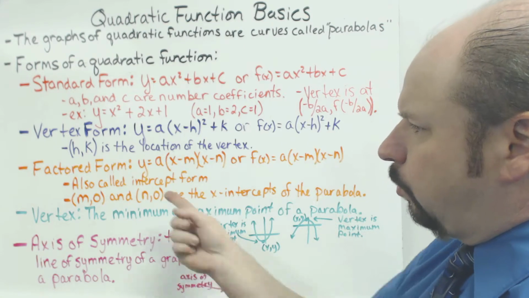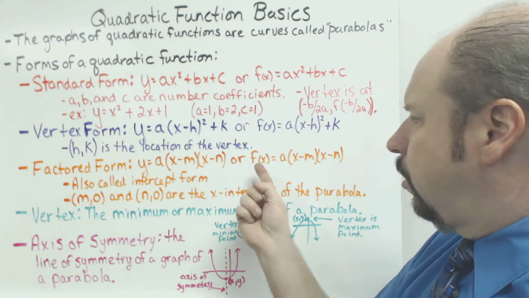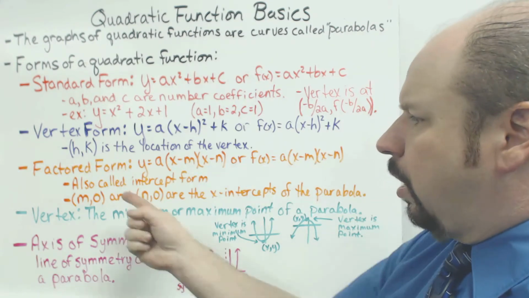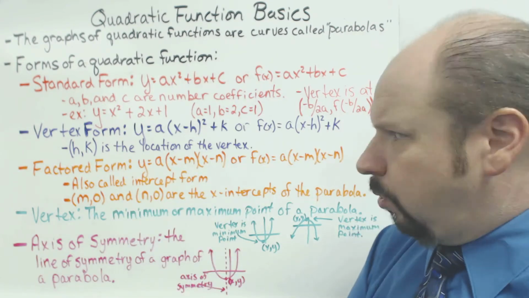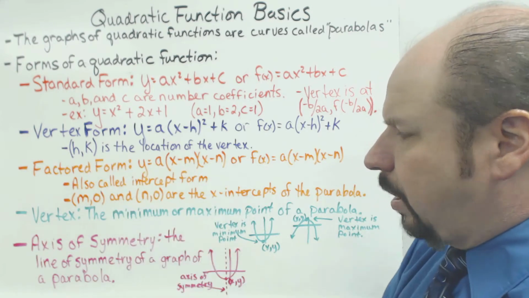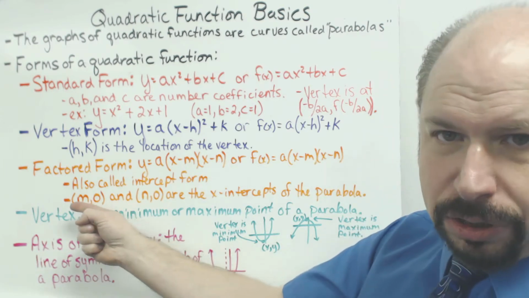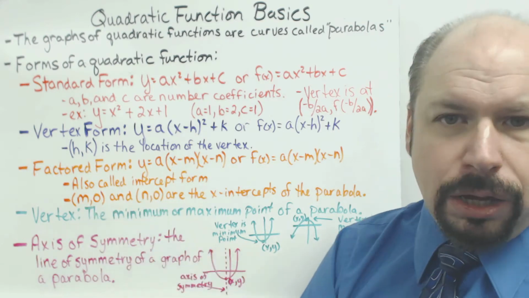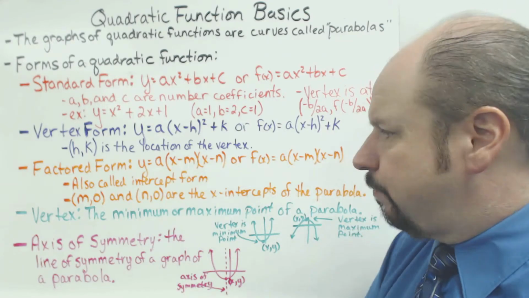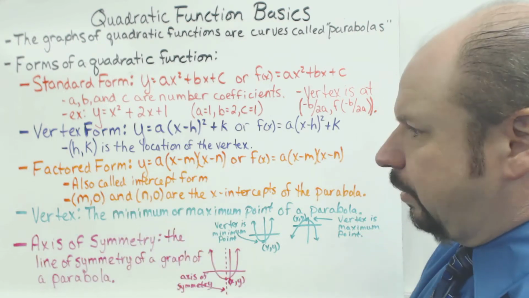In factored form, we have y equals a times the quantity x minus m times the quantity x minus n, or f of x equals a times the quantity x minus m times x minus n. This is also called intercept form, so it's important to know this one has two different names, either factored form or intercept form. And our x-intercepts are easy to find in this one. They are located at m comma 0 and n comma 0. So if we need to find intercepts, this form is very nice to use. And we will be working with this one. We will be doing a lot of factoring of quadratics later on.